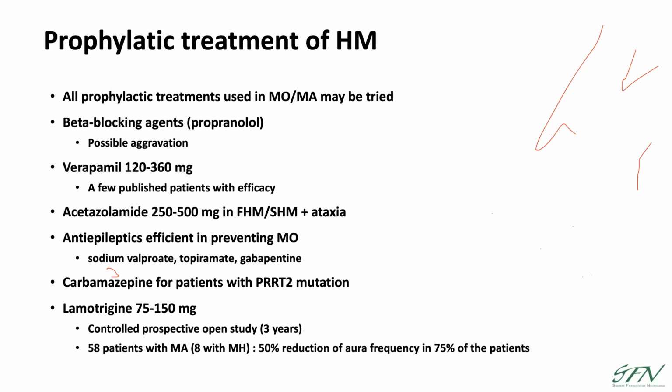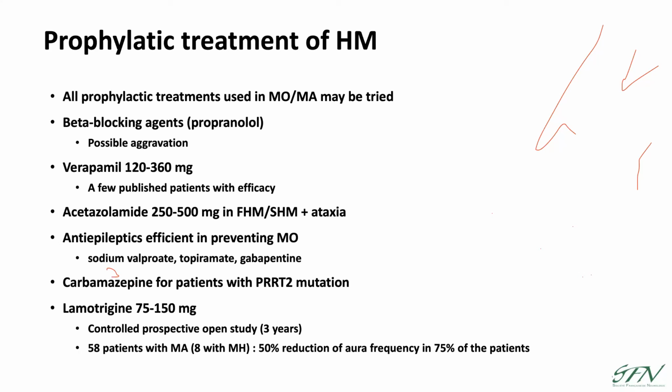Verapamil, which is a calcium channel blocker, was given to a few published patients with efficacy in the paper. After that, I tried it in 5 or 10 patients and I never observed any improvement. Acetazolamide may be prescribed to patients who have a mutation in the calcium channel gene because acetazolamide is very effective in other conditions due to CACNA1A mutations, such as episodic ataxia. So I tried this in some of my patients.